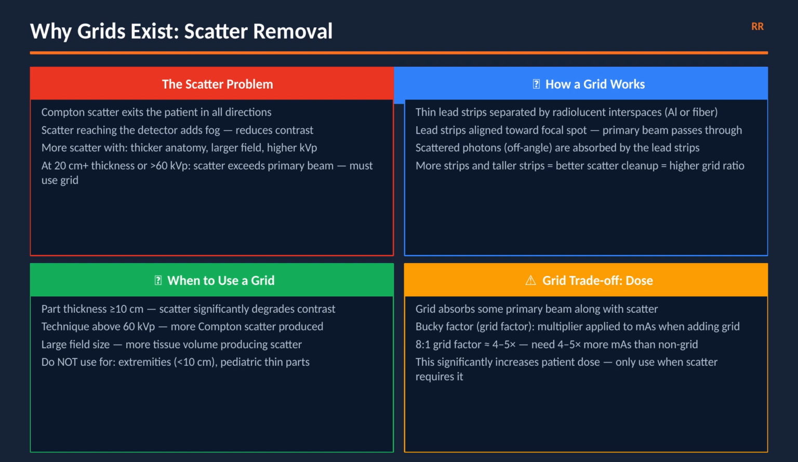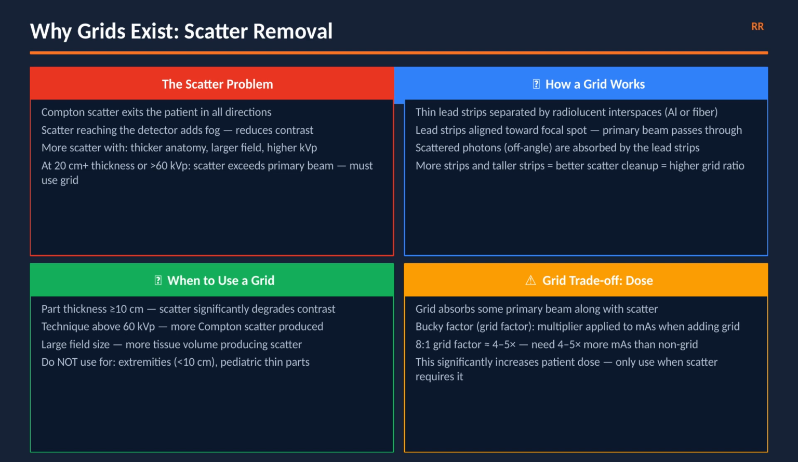Three conditions trigger scatter that is severe enough to require a grid. Part thickness greater than or equal to 10 centimeters. Technique above 60 kVp. Or large field size. Any of these conditions means scatter is significant enough to degrade contrast without grid use.